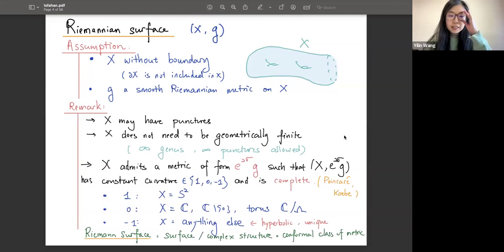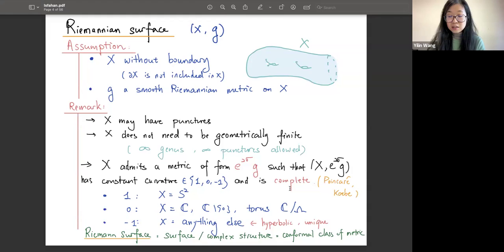In this generality, the uniformization theorem says that every such Riemannian surface admits a metric that's conformal to G. Conformal means it's a metric obtained by multiplying this metric G by a smooth positive function, such that under the new metric, this surface has constant curvature either 1 or 0 or -1. And also, this metric is complete.